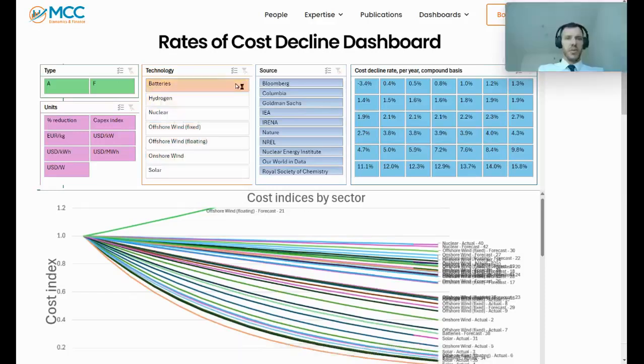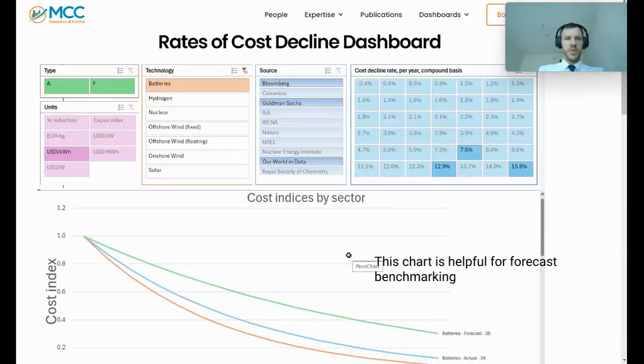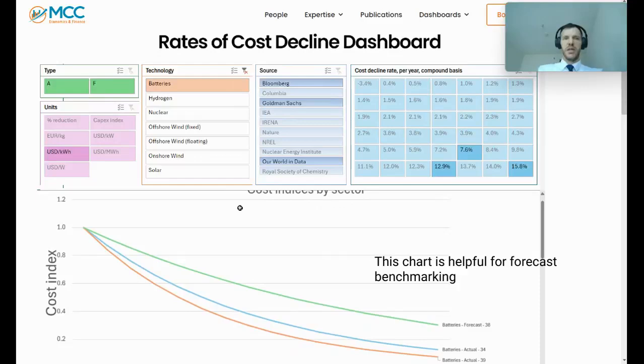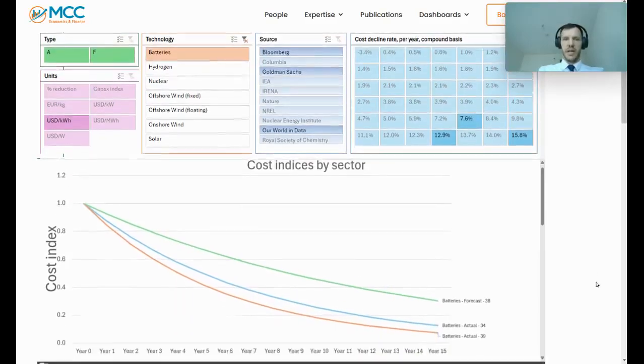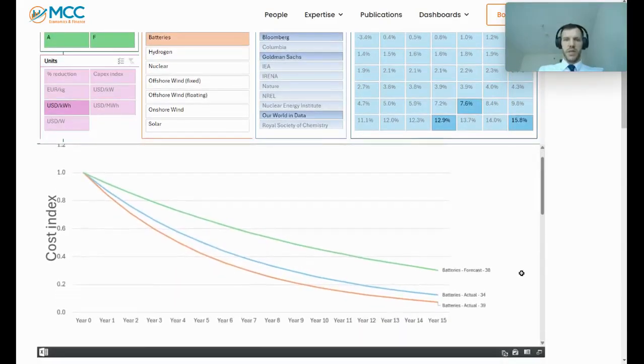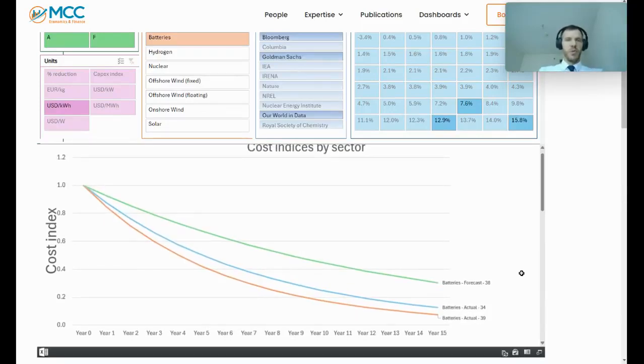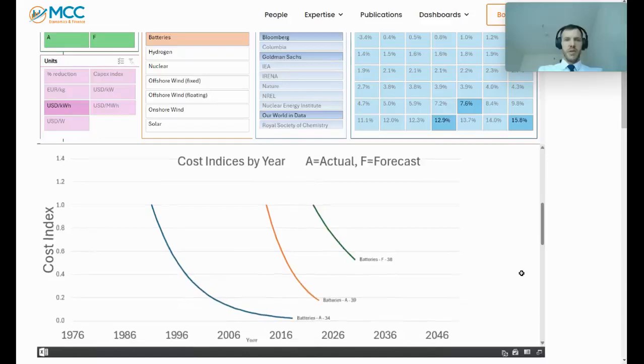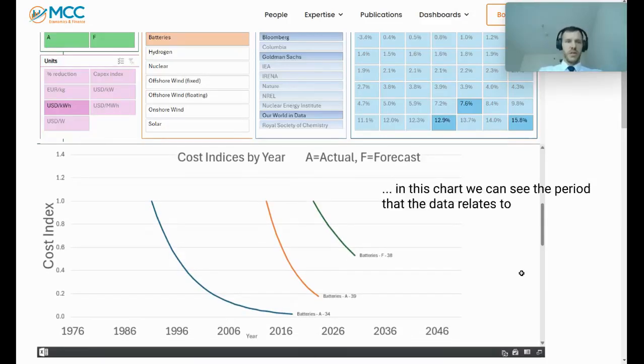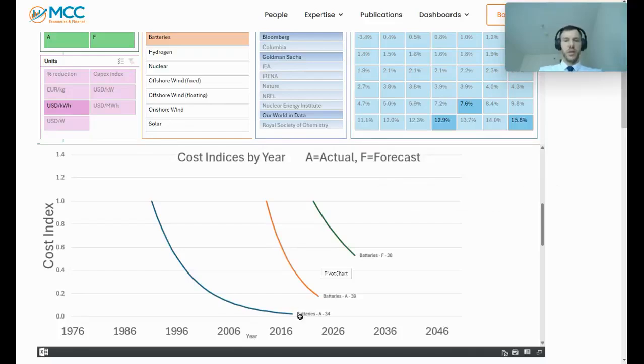So let's have a look at batteries, for example. We can see here the units of measure that the cost was recorded in. We can see here the sources, and we can see here the rates highlighted here for batteries. And then graphically, we've got some charts here just to display that over time, starting from a cost of 1.0 in the first chart, and then the second chart showing when that cost was recorded, either an actual cost or a forecasted cost decline for batteries.